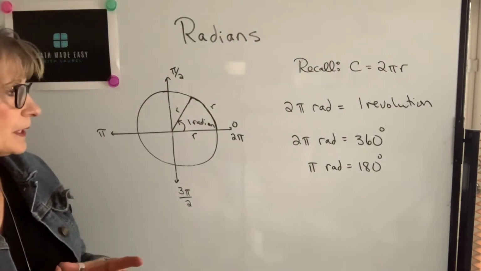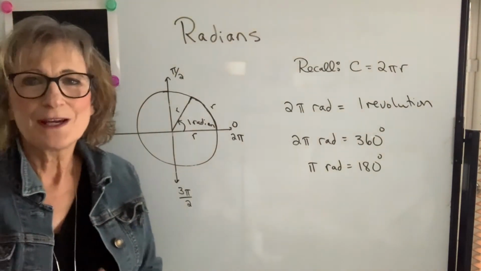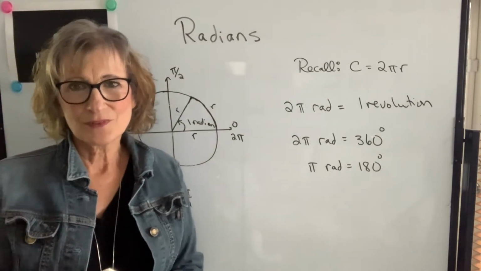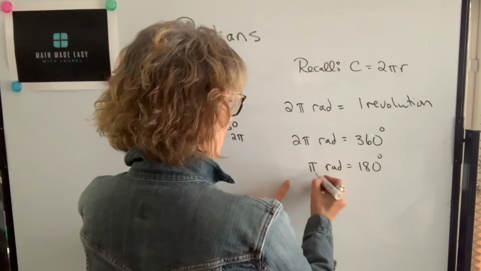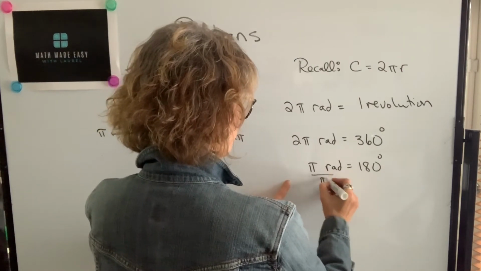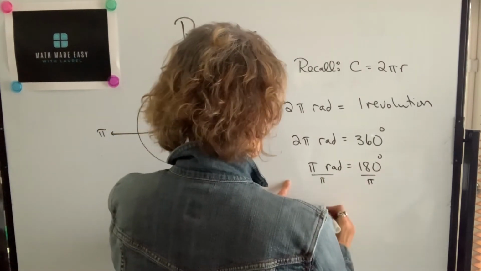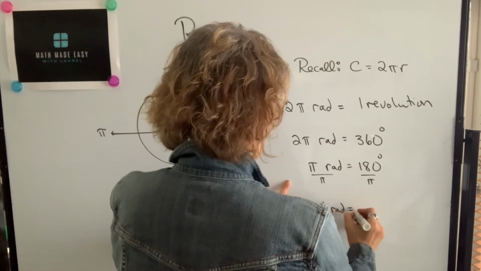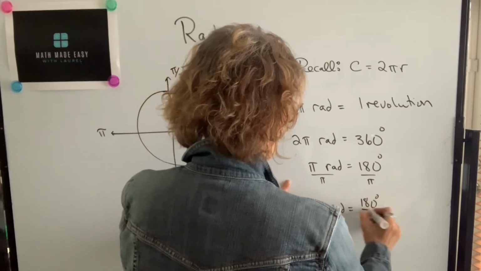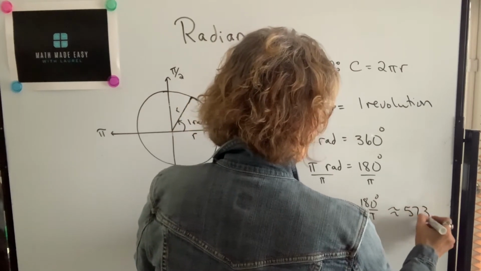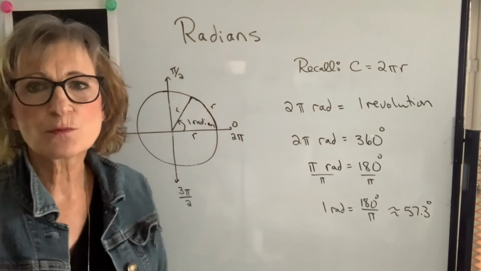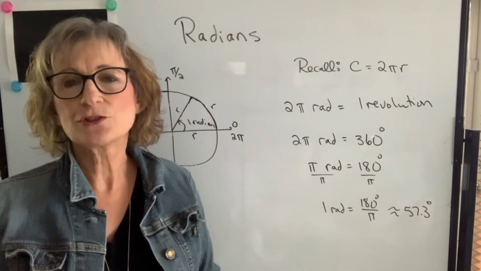So if you want to know what a radian actually measured, approximately in terms of degrees, we could divide both sides by pi here. So 1 radian would equal 180 degrees over pi, which is approximately 57.3 degrees. So that's what a radian is equivalent to in terms of angular measure.